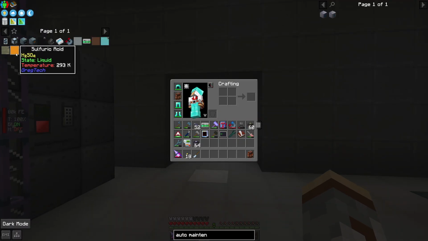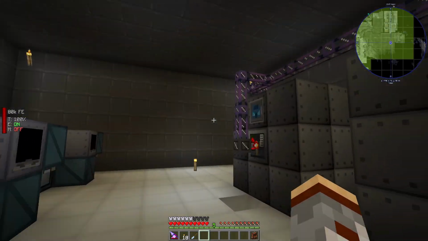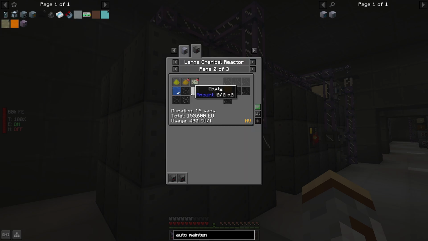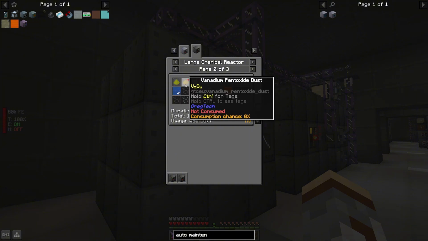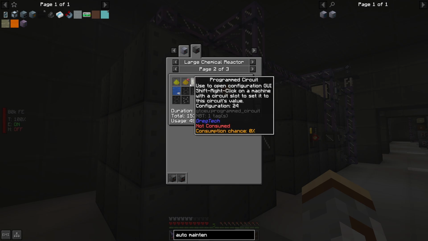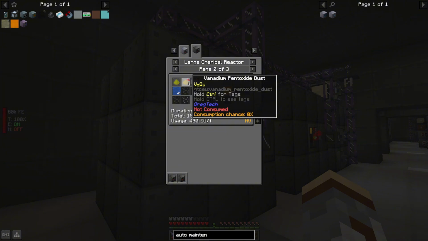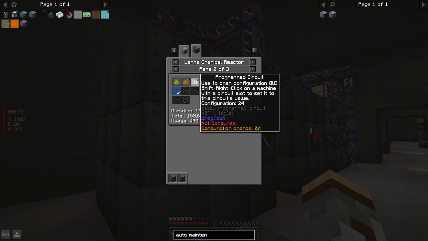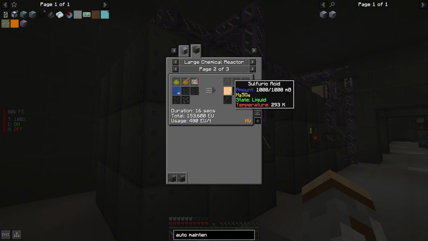Okay, so what we're going to be doing today. Oh, you know what? Now I remember why I needed this reactor, because we're going to be making a sulfuric acid production source. What we're going to be doing is mixing water, sulfur, and vanadium pentoxide to get the sulfuric acid. Now, the great thing about this recipe is you'll notice there's the NC tag up there. That means it will not consume. So all we need to do is put in pentoxide dust and have the circuit on the input bus with water and the sulfur, and we'll get sulfuric acid.